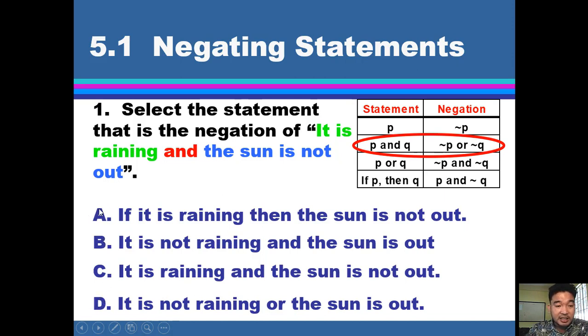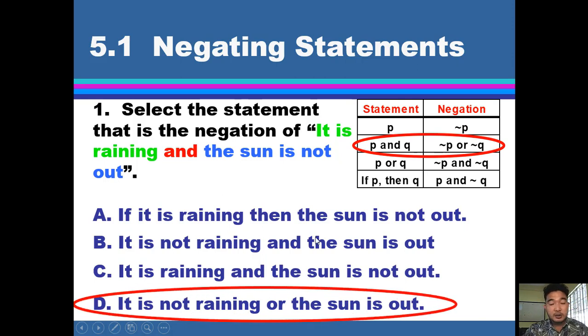So eliminate na agad natin si A at saka C because they are not the negation for our statement. Okay, so ang natitira na lang ay si B at saka si D. And then, ano yung kabaliktaran ni the sun is not out? So, ang kabaliktaran niya ay the sun is out. So, it should be letter D. Ang negation statement ng P and Q ay not P or not Q is letter D. It is not raining or the sun is out.